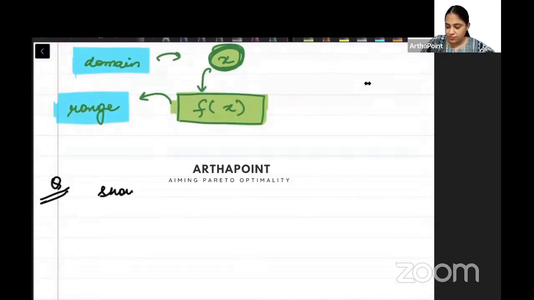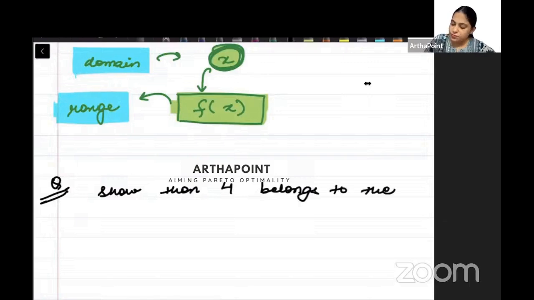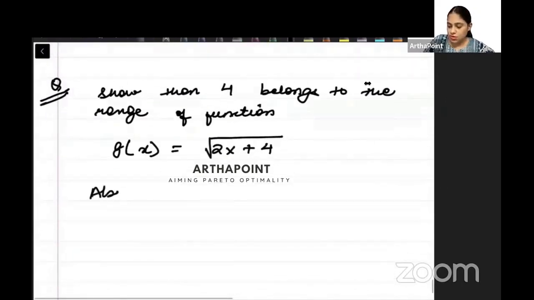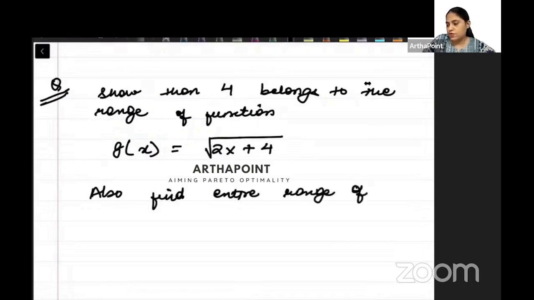Question. Show that 4 belongs to the range of the function g(x) is equal to root of 2x plus 4. Also, find the entire range of g. Show that 4 belongs to the range of the function.